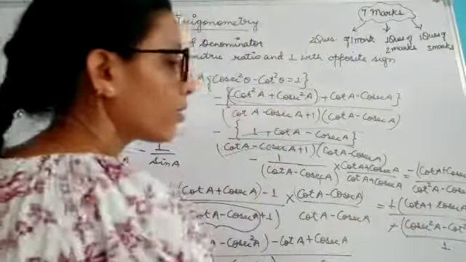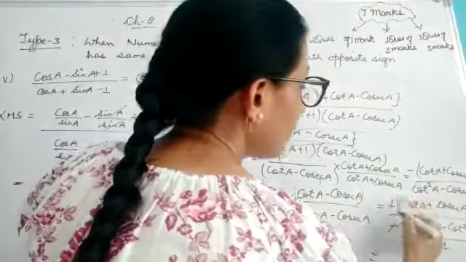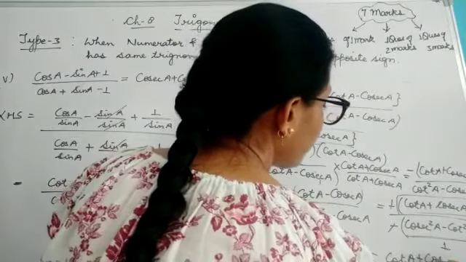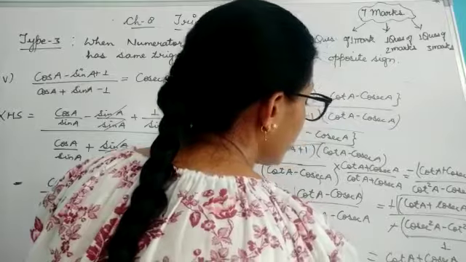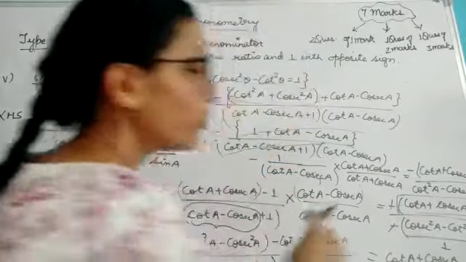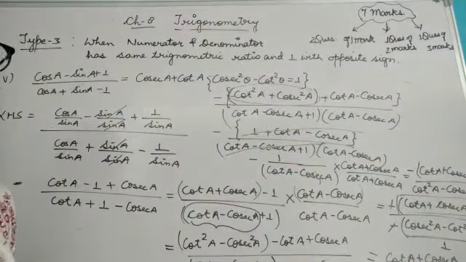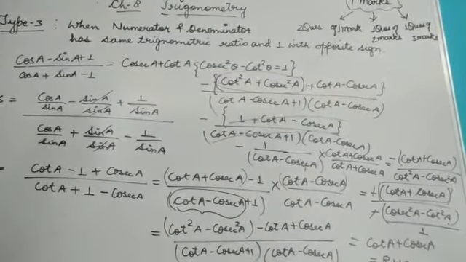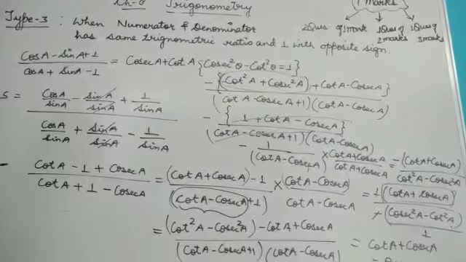Minus and minus sign gone. So what I will be getting? I will be just getting cot A plus cosec A. And what is this? This is equal to right hand side. Therefore your left hand side equal to right hand side. You just have a look at it. Pause the video and see the complete solution.